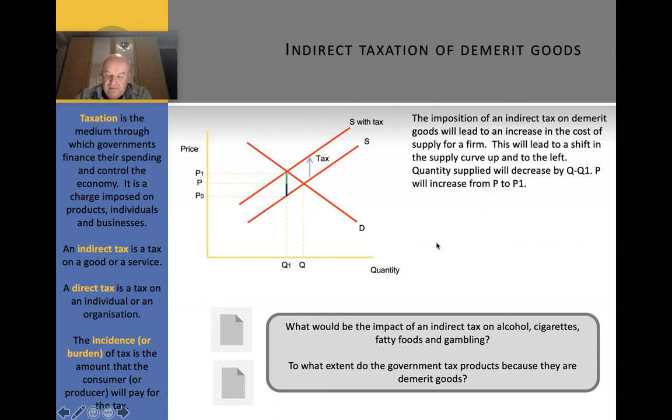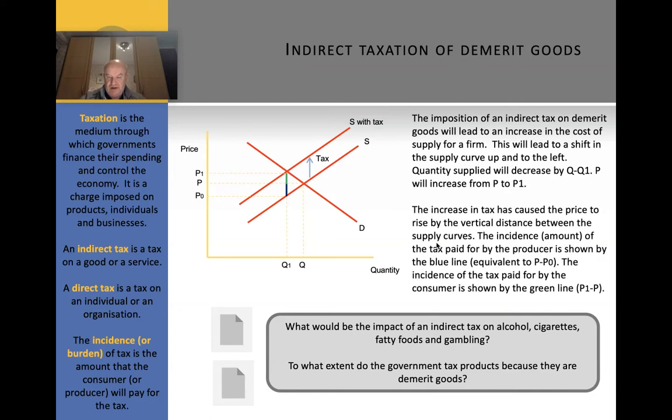By the very nature of the way things are happening there, that should mean, number one, the quantity of the demerit good demanded will go down, and also the price is going to go up. The increase in price caused by the extra tax has caused an overall increase in price, and that's meant that demand has fallen slightly. You can see the increase has caused the price to rise by the vertical distance between the two supply curves. That has a significant change.